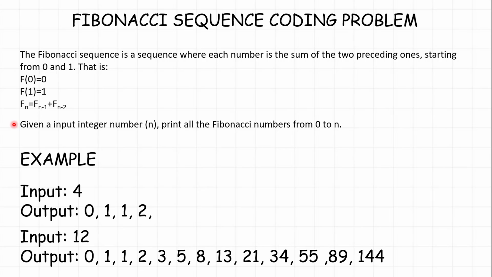The problem asks us to write all Fibonacci numbers from 0 to n, where n is an integer received in input. Here we have an example. For input 4, the expected output is 0, 1, 1, and 2. And for the input 12, the expected result is 0, 1, 2, 3, 5, 8, and so on.